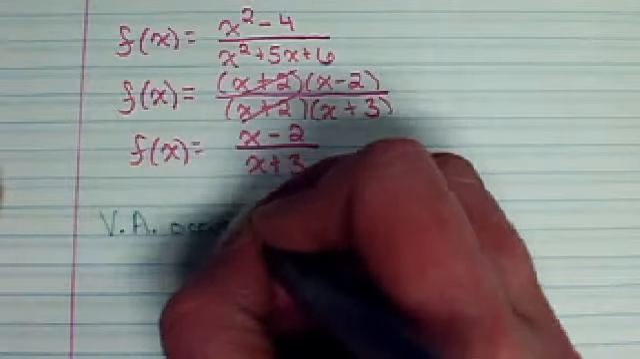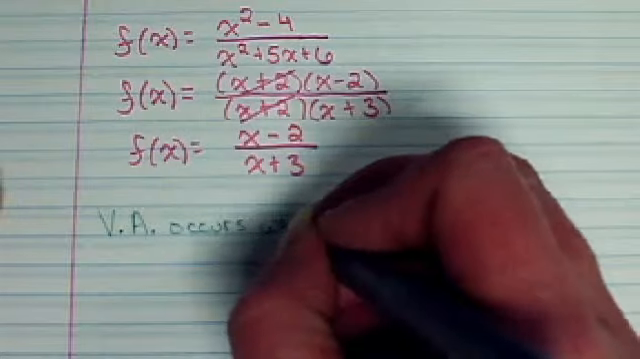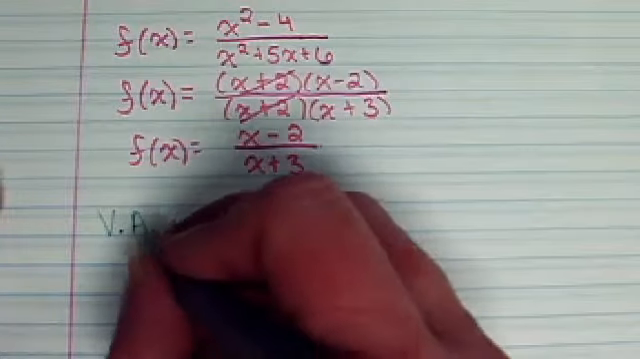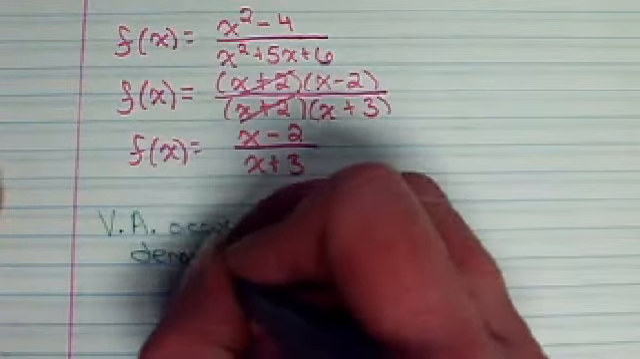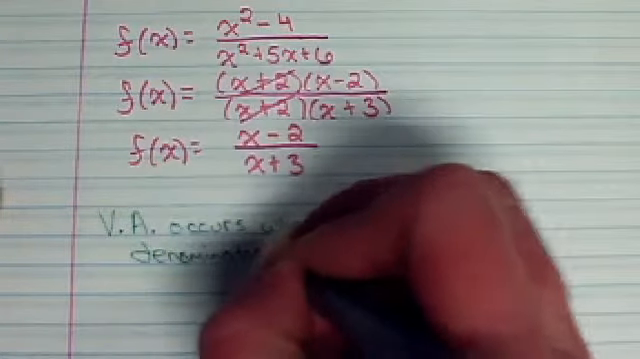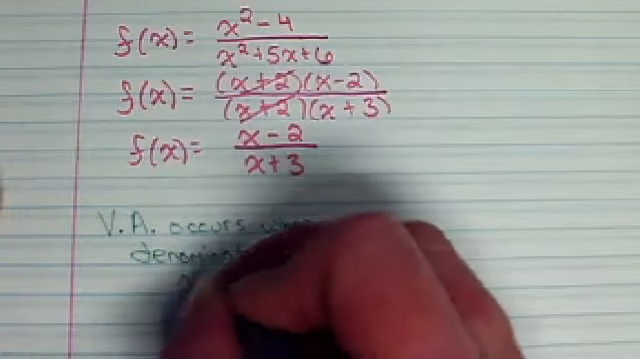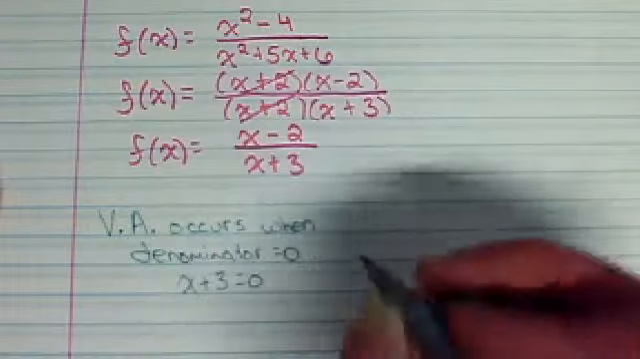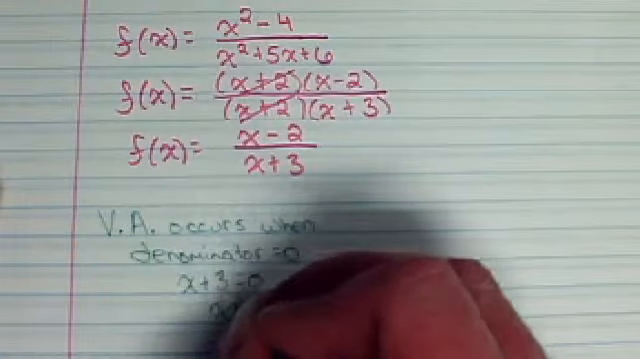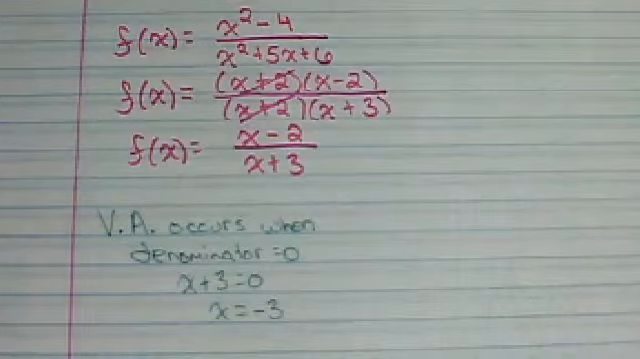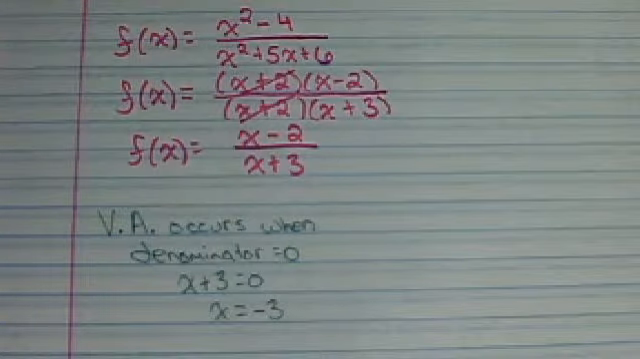So the vertical asymptote occurs when the denominator is 0. So it occurs at x plus 3 equals 0, or when x is negative 3. So it is that line, x equals negative 3.